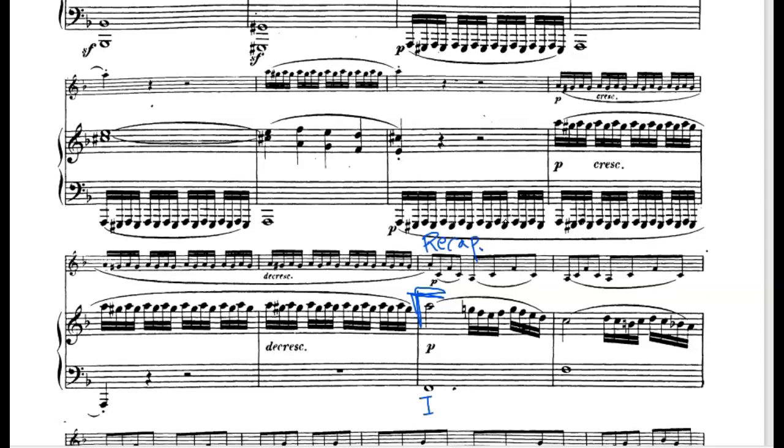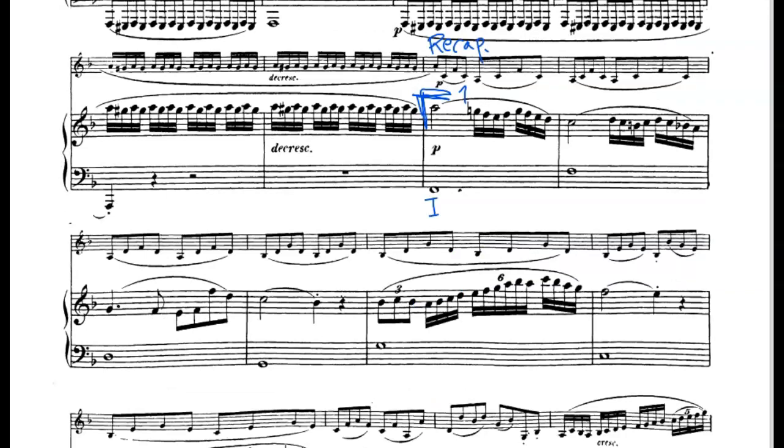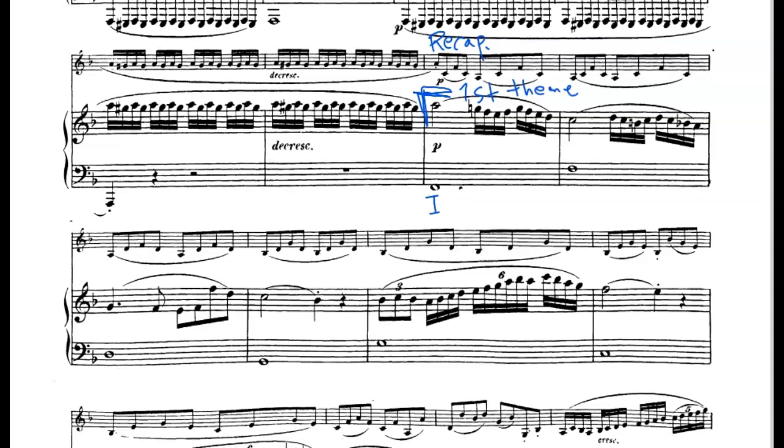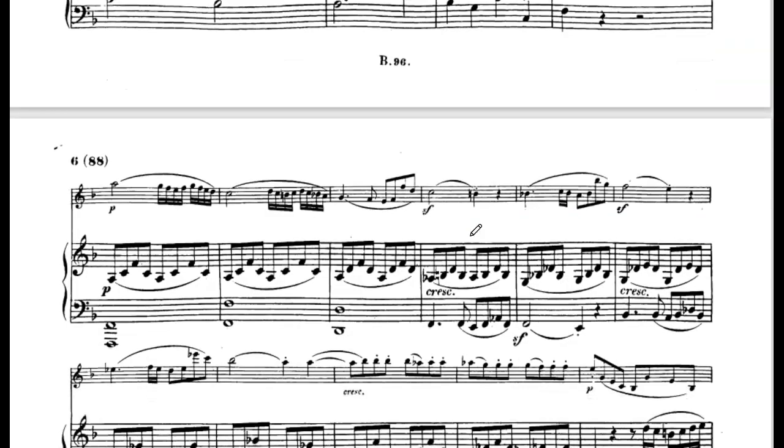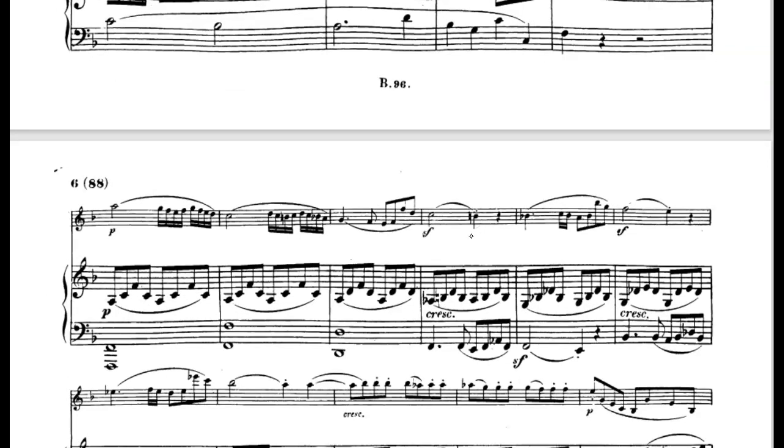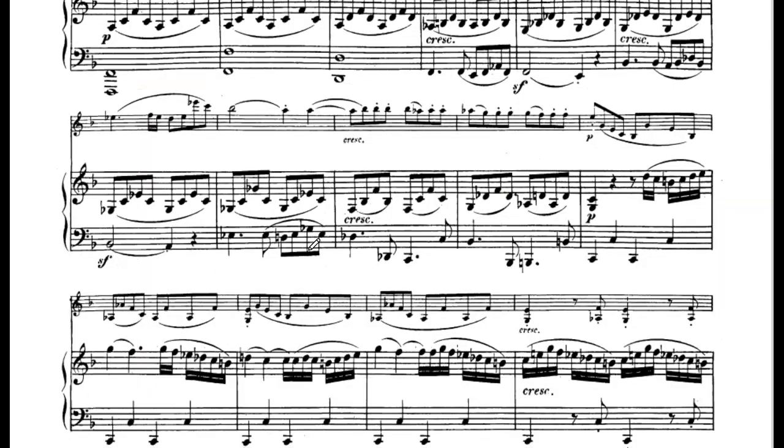I'll just write recap, and this is the first theme. Okay, so this is the first theme in the recapitulation. And then if you scroll down, you'll find the theme. The first theme is played by violin this time. So this is still the same theme played by violin. So they are taking turns, which is beautiful.